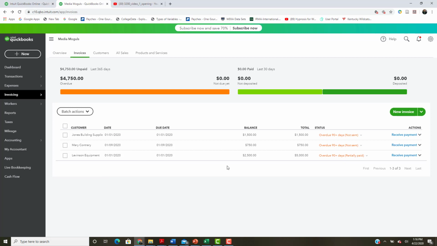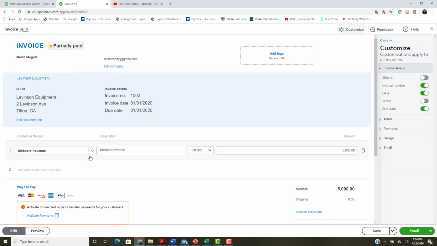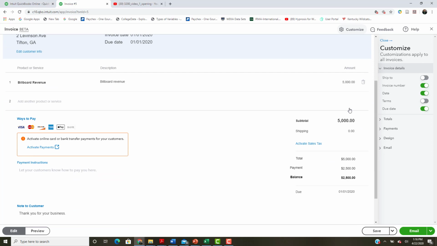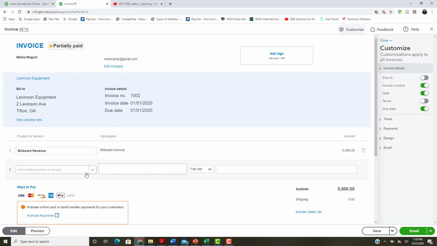And the one that's kind of interesting is this one here. These two I just set up because they're invoices, and I know that neither one of those were paid. Okay, but let's take a look at Levinson, because what happened with Levinson was that we invoiced them for 5,000. Okay, and so this was the initial transaction here. And so what I did was I set up Levinson again. I did the invoice, which in this case was 1,002. I charged them billboard revenue.